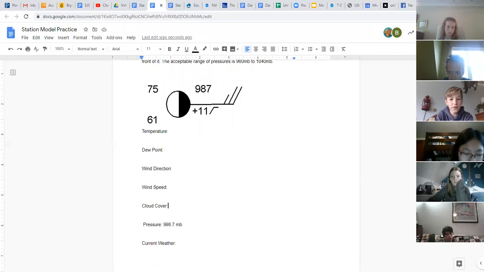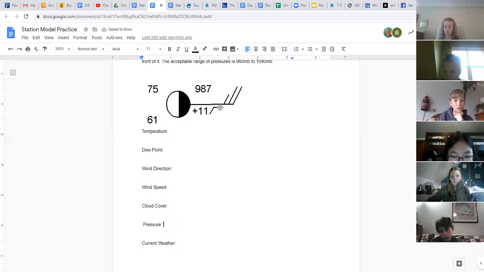So on the first example, I was confused on how you find the current weather. Good question. Current weather is always going to be reported where my cursor is right now. If there are no symbols, then you can just write the word none. A lot of us wrote the word clear, which doesn't make sense if it's partly cloudy, 50%. So we just have to say none. Good question. What other questions do you have?